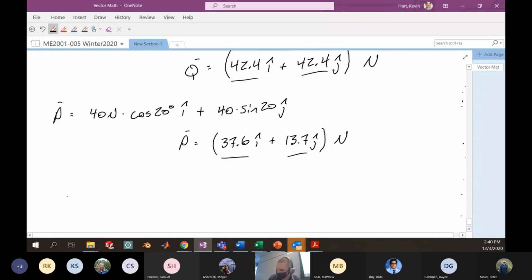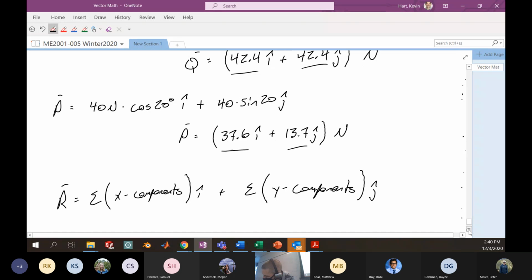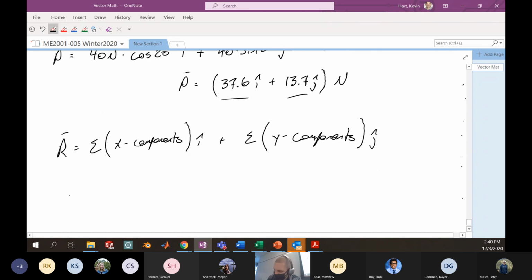So what I mean by that is that the resultant force is going to be a summation of all of the x components, I'll just write this in words, in i hat, plus the summation of the y components, j hat. Okay, so if we just do this, we know that our resultant force is going to be the force P plus the force Q.